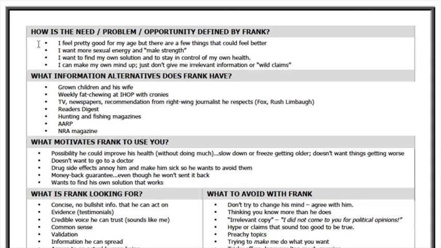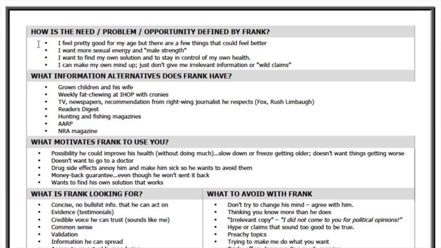So what information alternatives does Frank have? These are the different ways that he takes in information. His grown children and his wife, he listens to them. He goes to weekly fat-chewing opportunities at the IHOP with his cronies. He watches TV, reads newspapers, and he follows recommendations from right-wing journalists that he respects, such as Fox and Rush Limbaugh. He's a Reader's Digest reader. He enjoys hunting and fishing magazines, AARP, and NRA magazine.